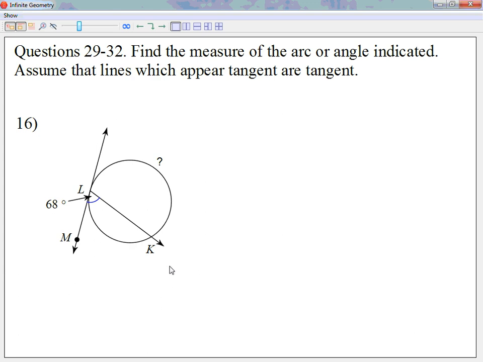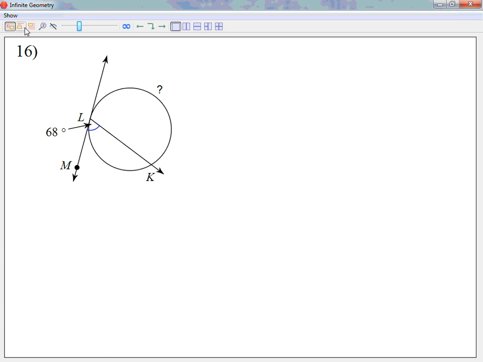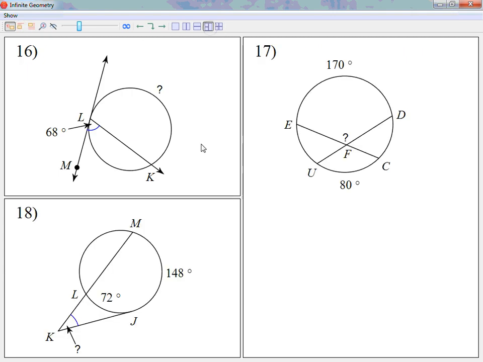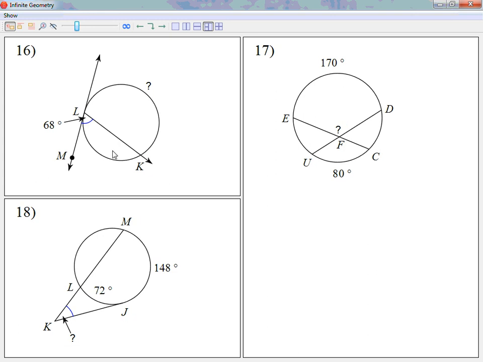Question number 16, 17, and 18. The instructions are: find the measure of the arc or the angle indicated, and assume the lines which appear tangent are tangent. There are three things, that's why it says 16, 17, and 18. The angle could be on the circle. If you see 16, the corner is right on the circle. The corner of the angle could be inside the circle or outside of the circle. So those are the three cases.